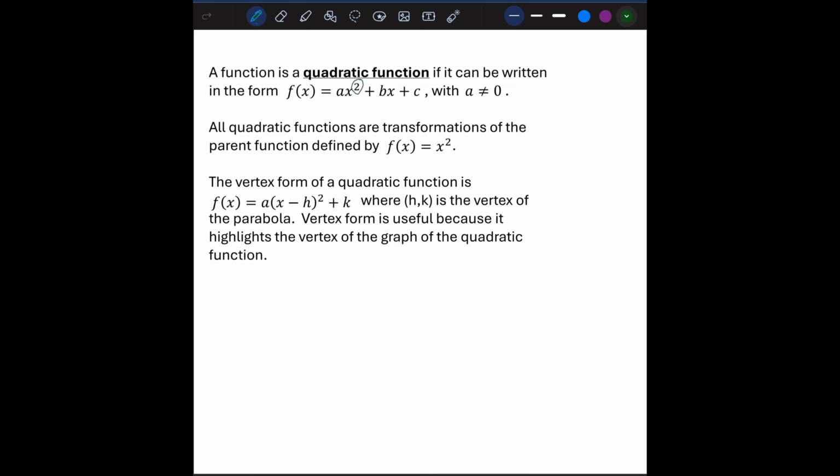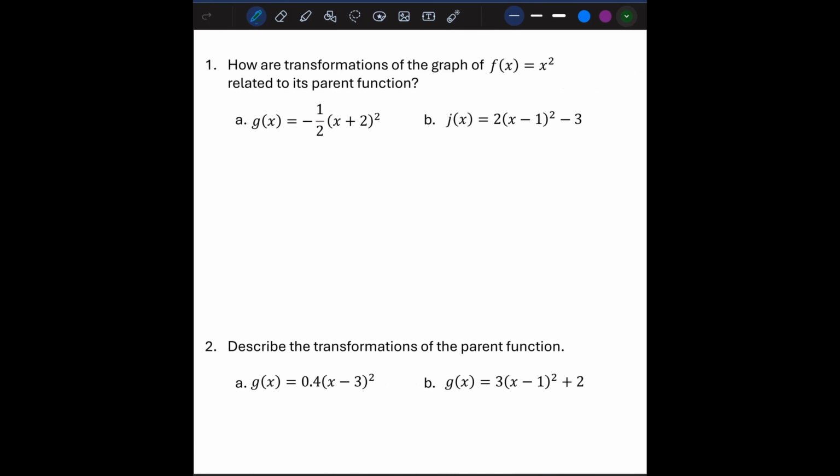And the vertex form that we're talking about today is a times x minus h squared plus k, where h, k is the vertex of the parabola. Vertex form is useful because you can get the vertex right from the function, which also gives you the axis of symmetry. Number 1, how are the transformations of the graph of f of x equals x squared related to its parent function?